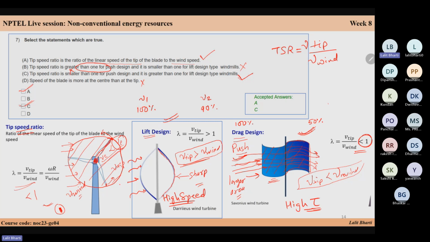So that is why, for horizontal axis, you will always get this three blade design. So it is always this kind of lift design. It is never a drag or push design. That is the main reason for the design of your windmill, because at the end we want the efficiency to be very high, the maximum efficiency possible. So that is why we don't use the push design in horizontal axis. For vertical type, we can have both designs, but the drag design is more preferred, I would say.